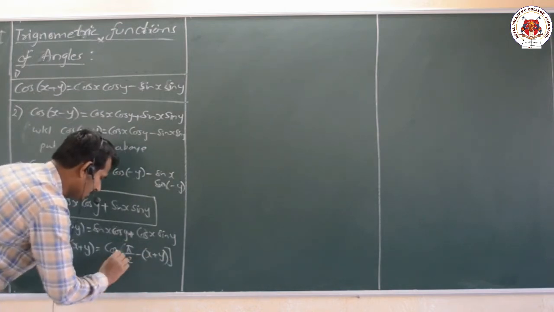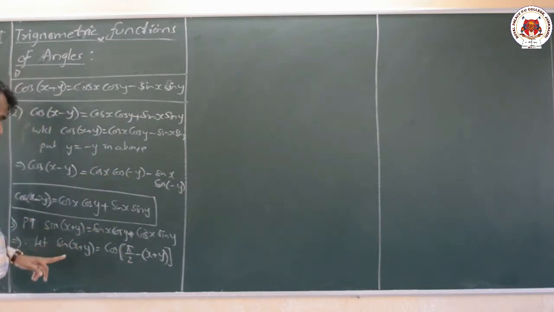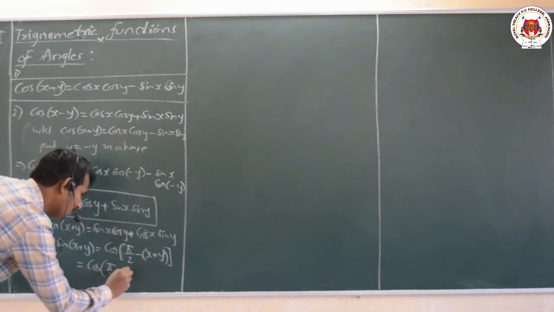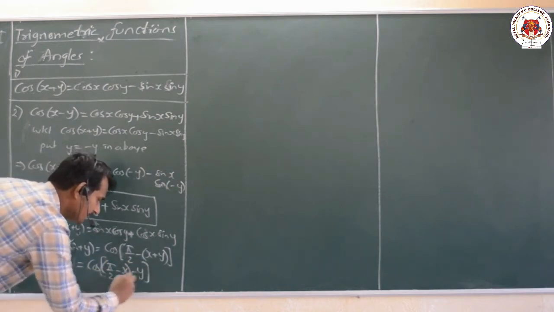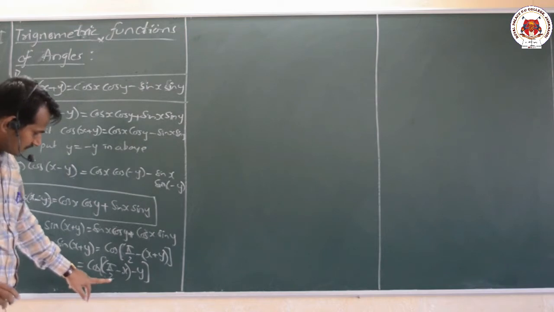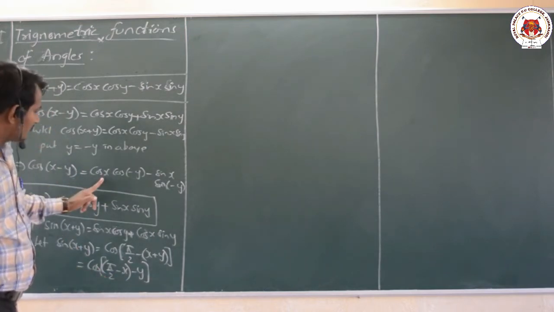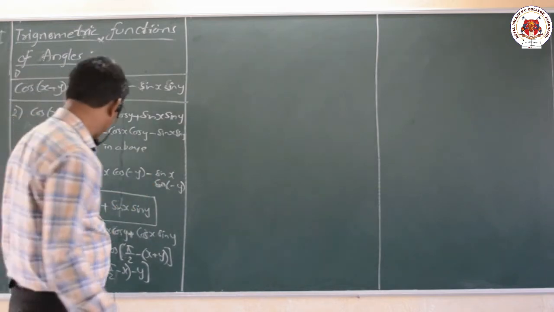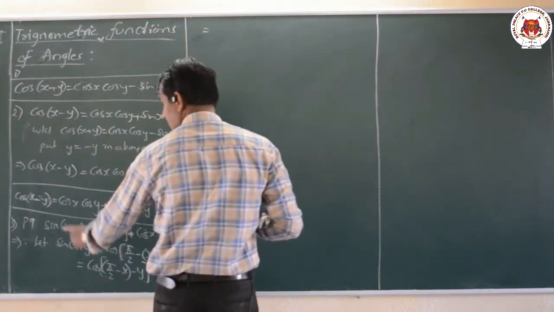Cos of pi by 2 minus theta means cos becomes sin, and in the first quadrant cos is positive. That implies I can write cos of pi by 2 minus x, then minus y, which is our formula cos of a minus b. We know the cos of x minus y formula, cos x cos y plus sin x sin y. That particular formula we will make use of here.